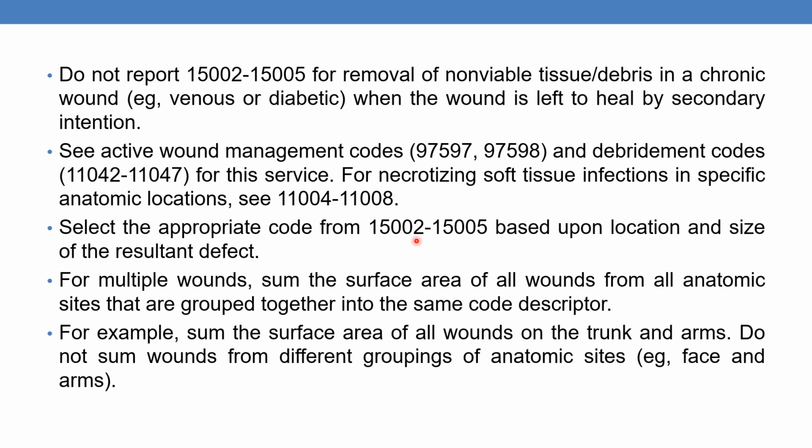Select the appropriate code from 15002 to 15005 based on the location and the size of the resultant defect. For multiple wounds, sum the surface area of all wounds from all anatomical sites that are grouped together in the same code descriptor. For example, sum the surface area of all wounds of trunks and arms, and do not sum the wounds from different groupings of anatomical sites, for example, face and arms or face and trunk.